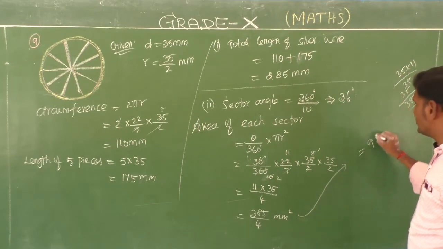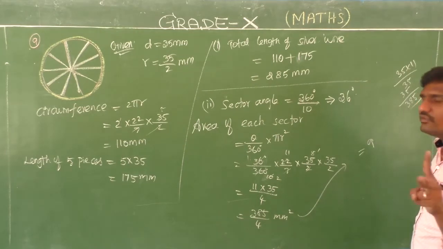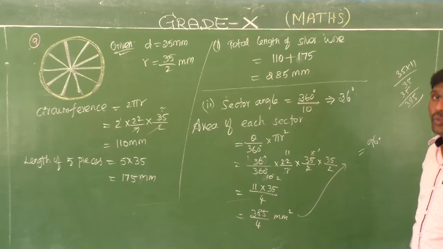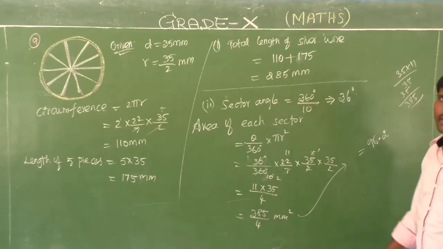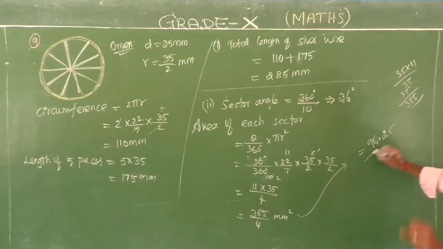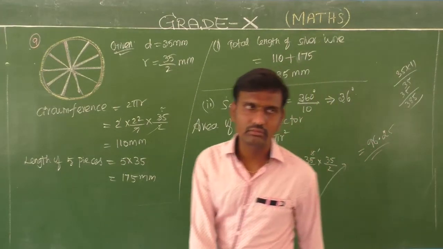9 4s are 36. Remainder 2, 25. 6 4s are 24. Remainder 1, 0. So 2 4s are 8. Remainder 2, 20. So 5. Okay, but you have a book back question for that one. So you don't worry.